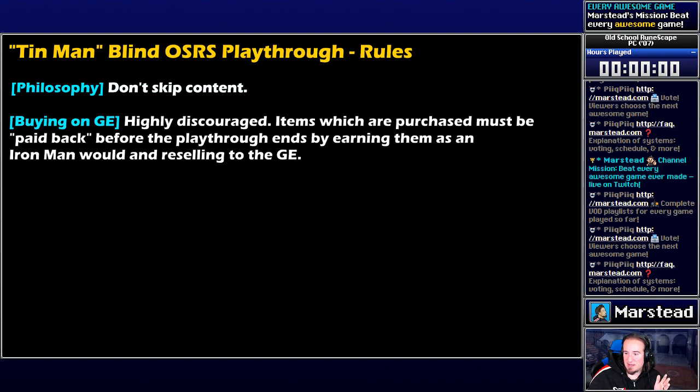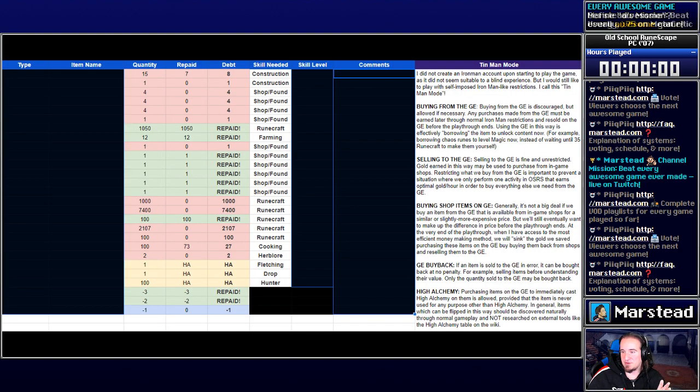So how am I going to do that? I've actually made a tracker for this purpose. I've blacked out a lot of the information here because it contains spoilers. But as you can see, I've started tracking every item I've ever purchased, and I've started tracking items that I've already repaid, so stuff that I've already earned myself and sold back to the Grand Exchange. You can also see items that I still have an outstanding debt on.